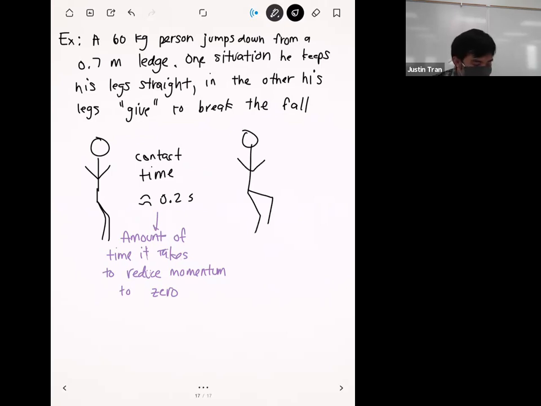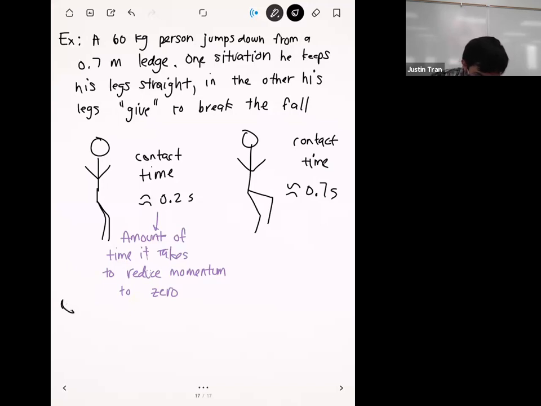Okay. And so in the second situation, we're going to say that his legs give, okay? And because of that, the amount of time that the body's giving itself to reduce its momentum is going to increase. For this one, we're going to say the contact time is about 0.7 seconds, okay? By letting his legs give when he hits the ground, it's going to grant him an additional half second of time to reduce his momentum to 0. And what we'll see is that it's going to have a big impact on the force that's being applied through his legs.